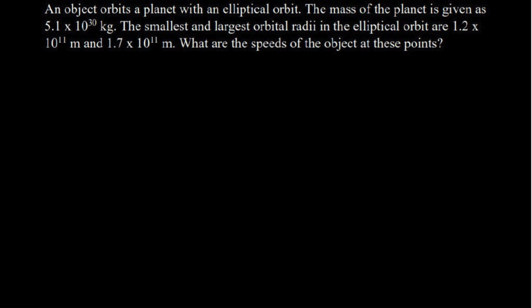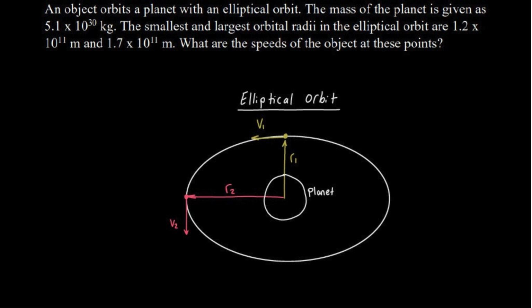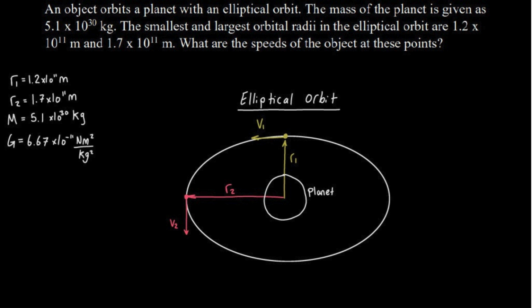So this one is a bit different than the questions we normally see because we have an elliptical orbit. Our speed is going to be changing and our radius is going to be changing as we move around that orbit. So let's start by drawing a picture of what we have here so we can sort this out. We've got R1 and our V1. So R1, we're going to call that the smaller radius, and R2 will be the larger one, which is associated with V2. We've got the mass of the planet, and we've got our gravitational constant.